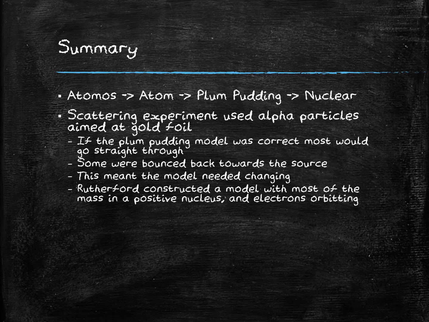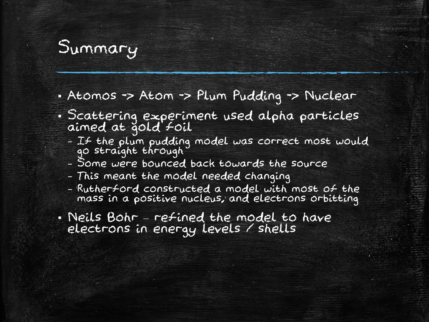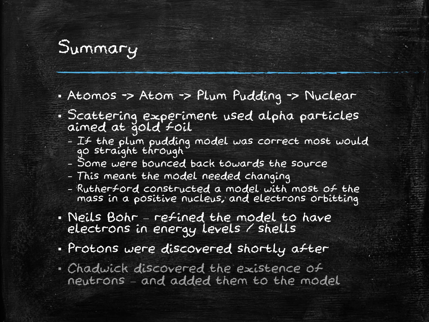So Rutherford constructed the model with the mass being in the positive nucleus and the electrons orbiting in a cloud. Niels Bohr developed that model to have the electrons in energy levels, or what we now sometimes refer to as shells, and then the proton was discovered as being a particle which must have been the positive charge inside the nucleus. And then Chadwick discovers the neutrons, and the combination of those last few things leads us to the modern understanding of the atom, which you've been taught about.